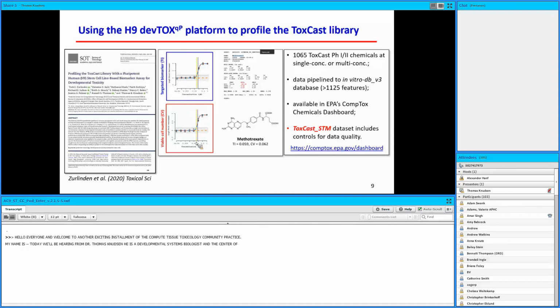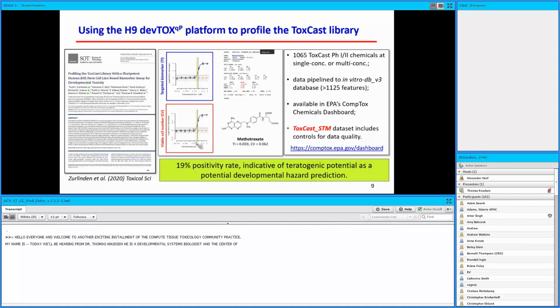The dashboard actually has all of the data that we've collected, and Stemina provided a lot of quality control data. So if you're interested in accessing this database from the chemicals dashboard, I would first urge you strongly to read the paper and understand all of the different quality control metrics that may not be so important in using the teratogenic index from this study.